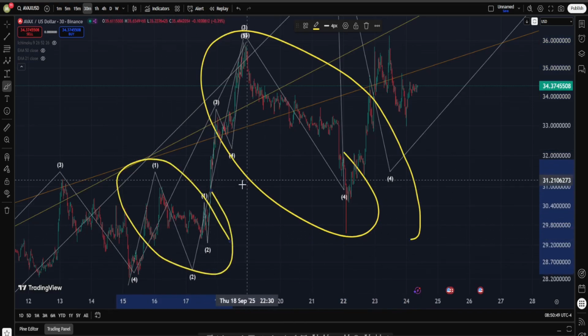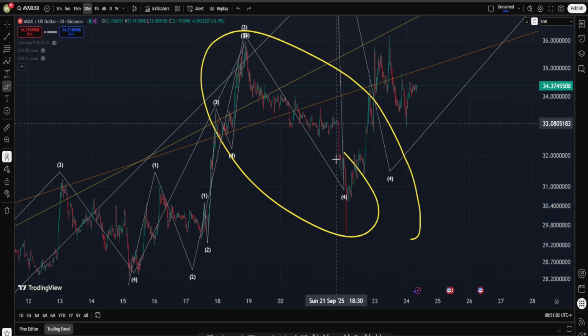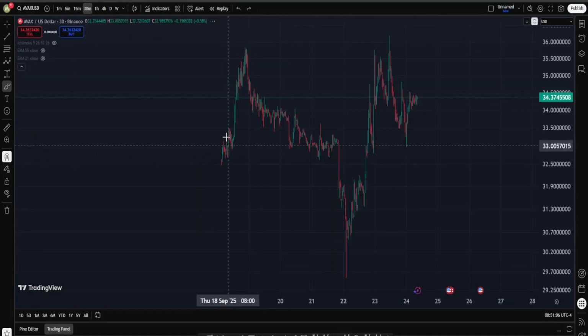And you might say, well, okay, what about having an expanding ending diagonal? Unfortunately, I do not subscribe to that camp. And whenever your impulse is actually morphing into having some sort of a diagonal, that is a problem for you. And maybe it is best to consider some other counts. And that's why I'm doing that.